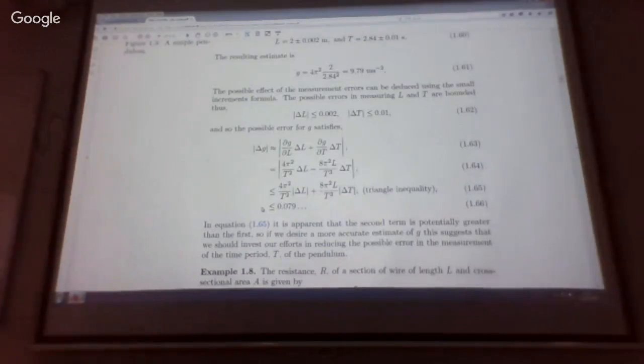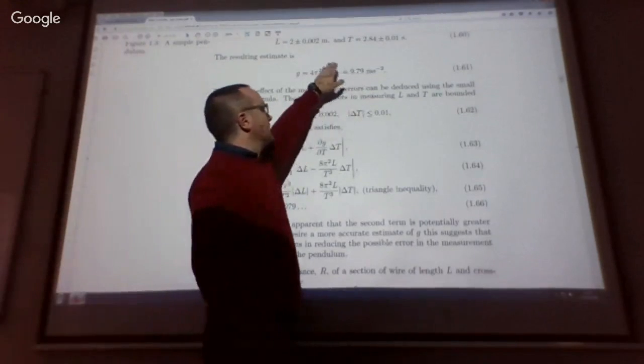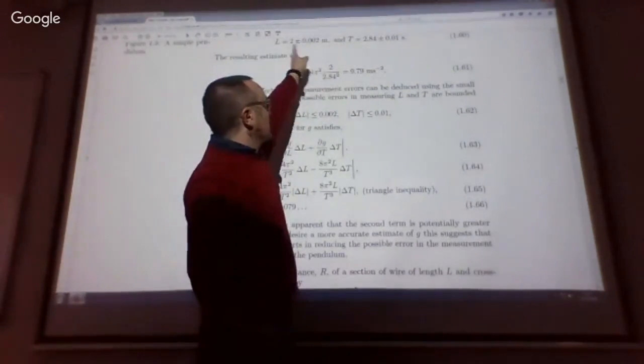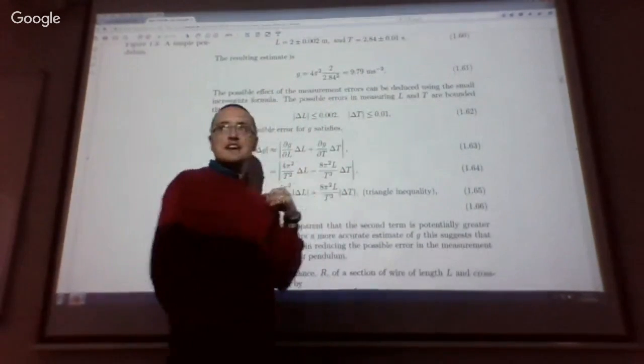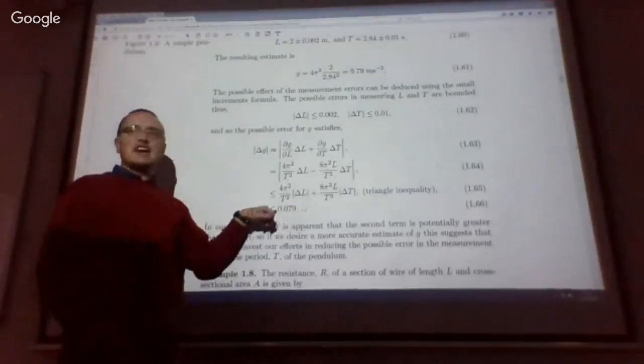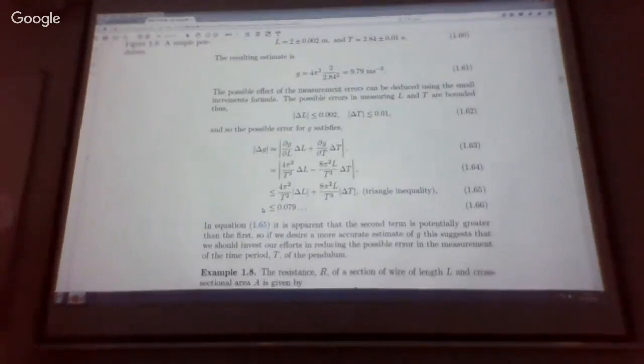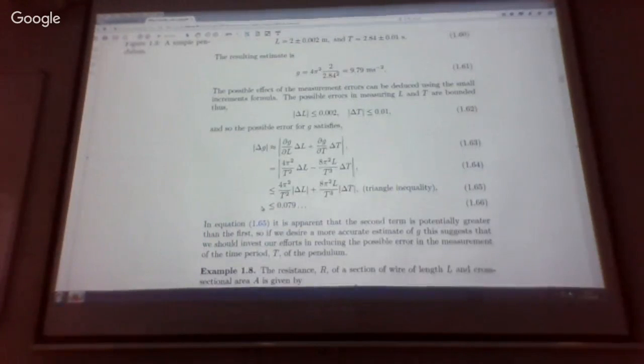So we can say then that our prediction of the value of G is the exact value we get out of the formula, putting in L and T as their claimed measurements. We get an approximation of 9.79 meters per second, and this is some quantification of how bad we think the error could possibly be, based on the errors in the measurements of L and T.